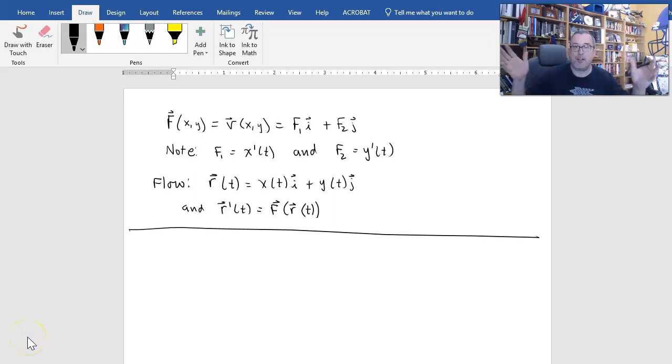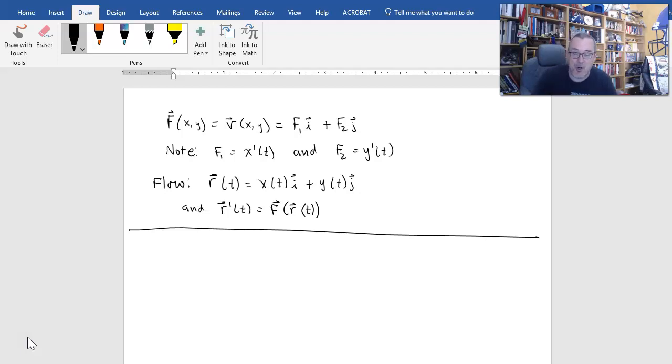Let's talk about flow. So here's what's happening. We've got a vector field. So quick recap there. You input a location in the xy plane, and you output a vector at that location. Now, specifically in this case, we're talking about a velocity vector field.